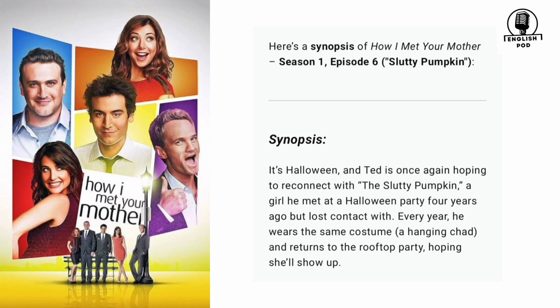Okay, so let's focus on Ted, shall we? Sure. This guy, for 4 years, puts on the same hanging chad costume and goes to the same rooftop party every year, all because of one quick meeting with a woman in a pumpkin costume. Wow. That is some serious commitment to the idea of fate, don't you think? Yeah, you have to have some belief in fate to keep that up for 4 years, and this ongoing mission of his to find her again.